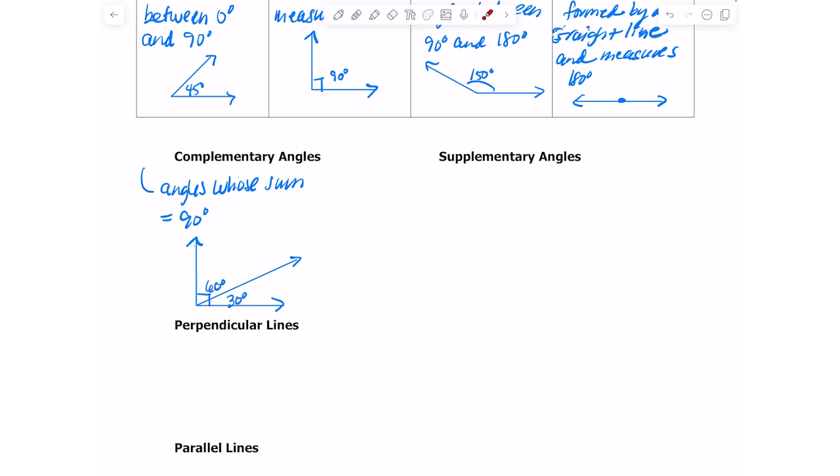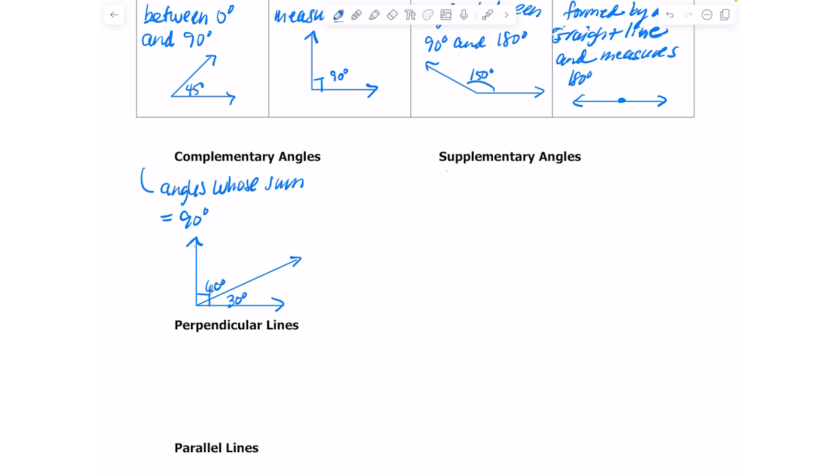Adjacent means next to. Adjacent angles are two angles that have a common vertex. They share a side. They're next to each other, but they don't share any common interior points. So those would be adjacent angles, but they're also complementary. Other complementary angles could be like 1 degree and 89 degrees because that adds up to 90. So as long as they add up to 90, they're complementary.